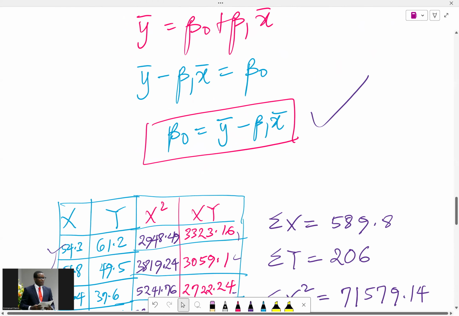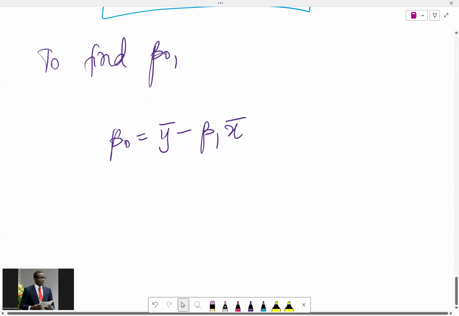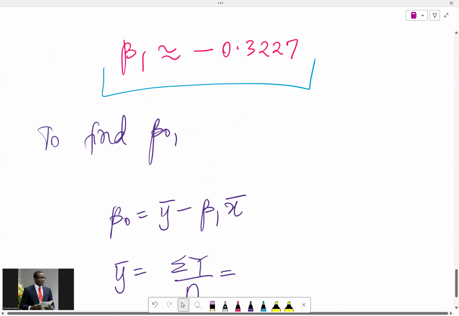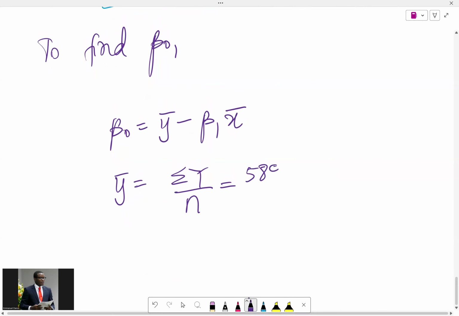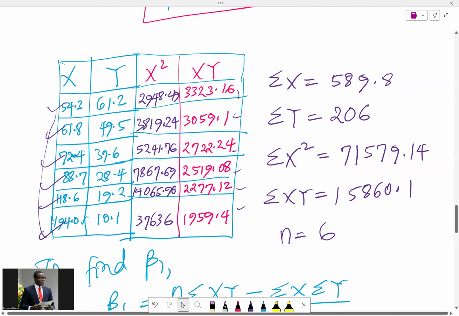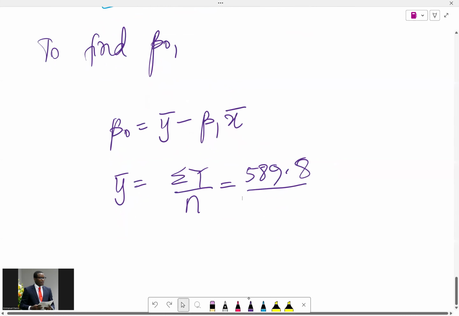Okay, y bar minus beta 1 x bar. Good. And how do we do that? We know that y bar is actually summation of y divided by n. And we already have all this. Summation of y is 589.8, so that's 589.8 divided by 6. Oh, that's for x. Sorry. That's for x, actually.